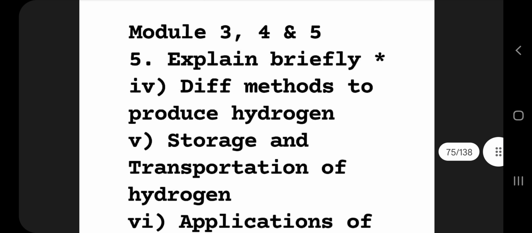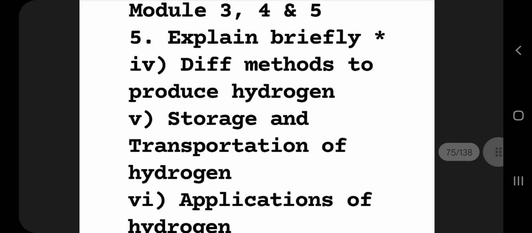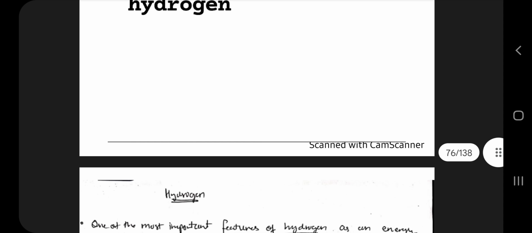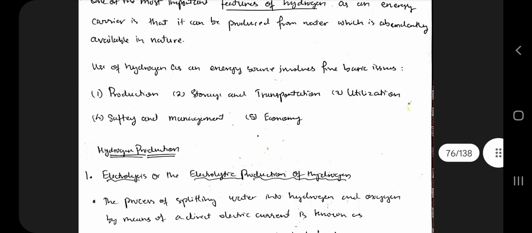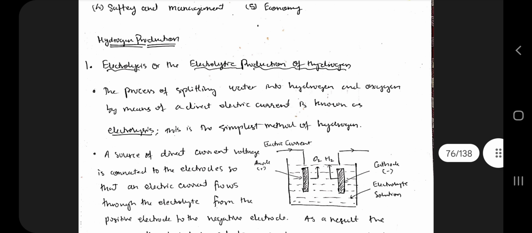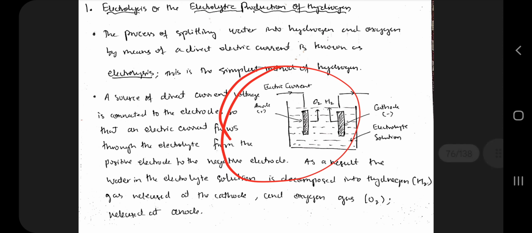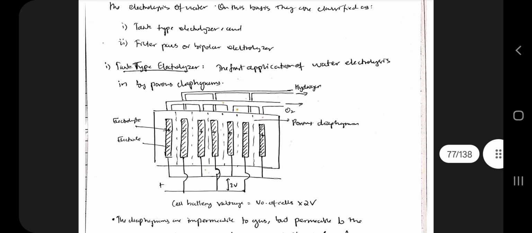Okay, next one is, yeah, this is also a super important one, which is different methods to produce hydrogen, storage and transportation of hydrogen, and application of hydrogen. How do you produce hydrogen? From childhood we learned the production of hydrogen is by electrolysis. So here's the key concept: electrolysis, current will be passed, some chemicals will be there, and in the end you will get what? Hydrogen. That is electrolysis.